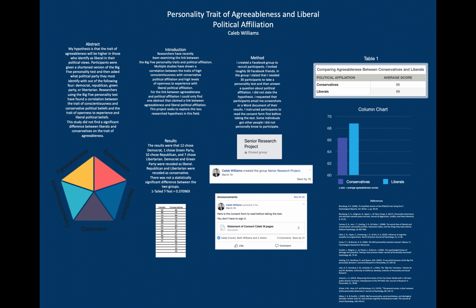And I will say that I think that is a limitation of my study. Were I to redo the study, I would have just given people a binary choice of, do you consider yourself more conservative or more liberal, or do you consider yourself more Republican or more Democrat?